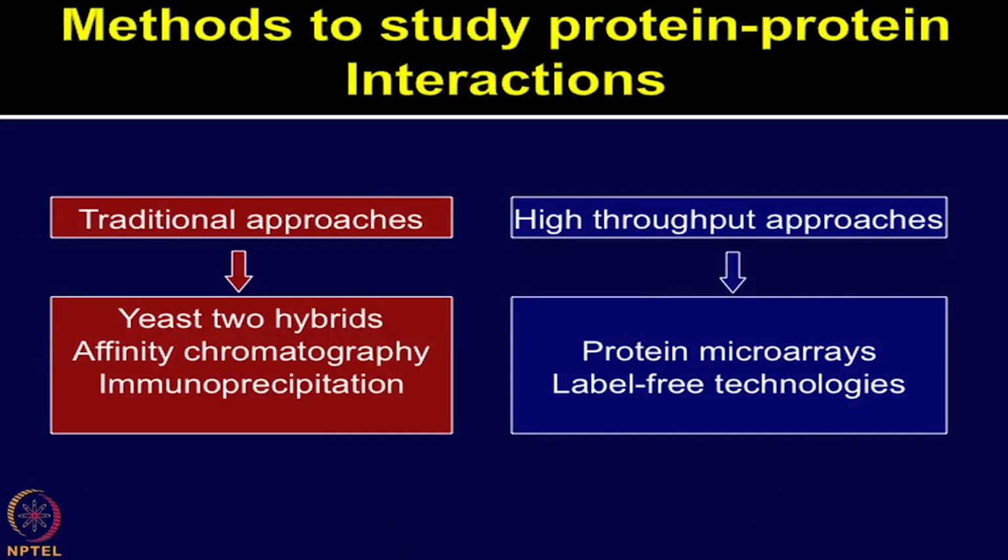There are two broad ways of studying protein-protein interactions. One is the traditional approach, and then there are a few high throughput approaches. The traditional approaches rely heavily on yeast two hybrid, affinity chromatography and immunoprecipitation. The more recent studies include high throughput approaches such as protein microarrays and different types of label-free biosensors.